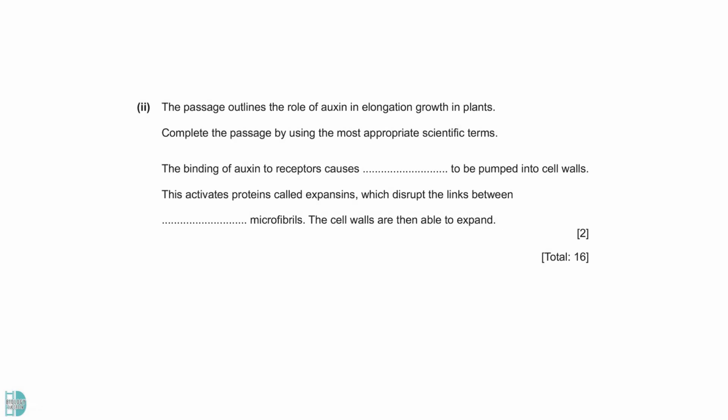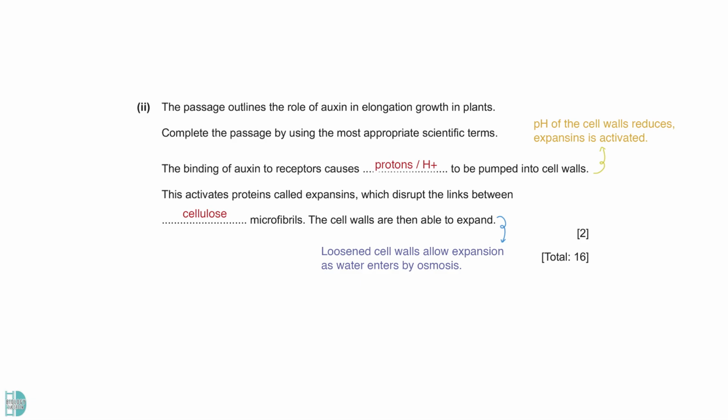2 shows a passage about auxin. When auxin binds to the receptor, protons are pumped into the cell walls, reducing their pH. Expansins will then be activated. This enzyme disrupts the cross-link between the cellulose microfibrils in the cell wall. The loosened cell walls allow expansion to take place as water enters by osmosis.